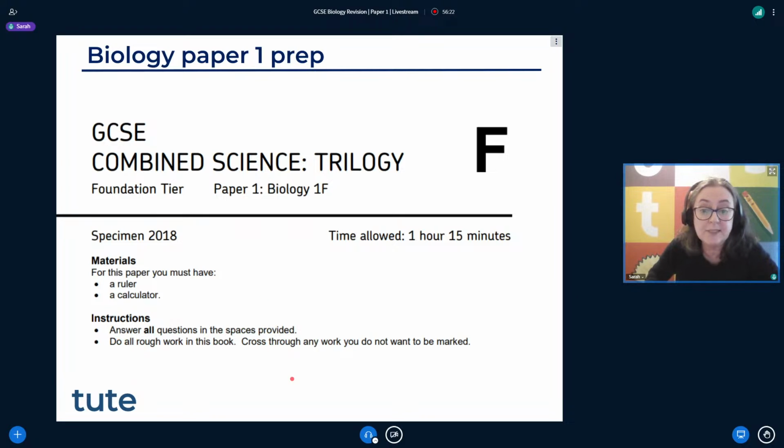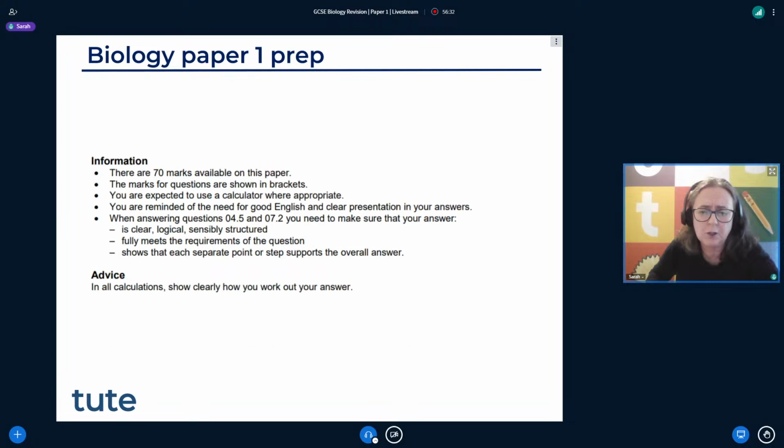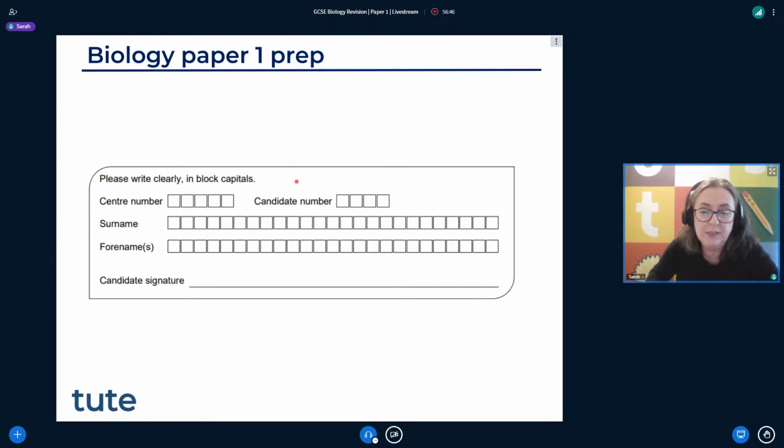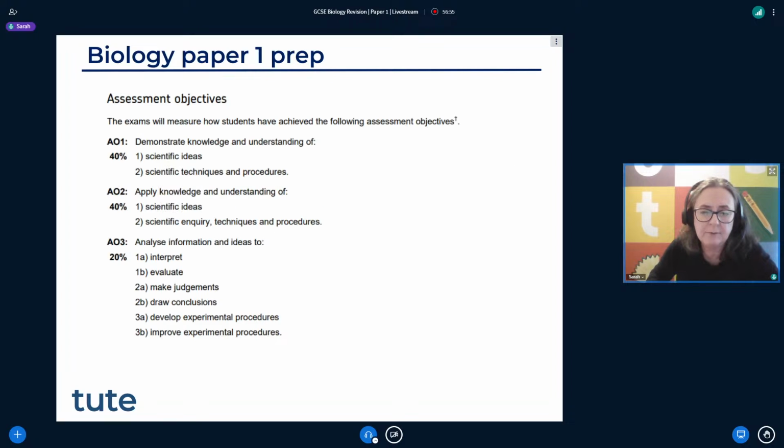It says answer all the questions in the spaces provided. Don't write outside them. And do all rough work in this book. Cross through any work you do not want to be marked. Then it gives you the breakdown of the marks, of how many there are, and urges you to use good English as far as possible. And in calculations, clearly show how you work out your answer. Then, of course, you need to put that important information onto your exam sheet, which your school will have provided, and you want to make sure those details are nice and clear. So that's what you can do while you're waiting for the exam to begin.